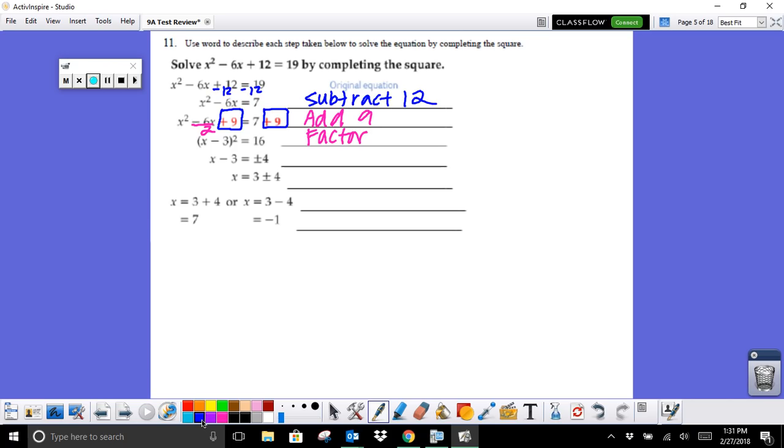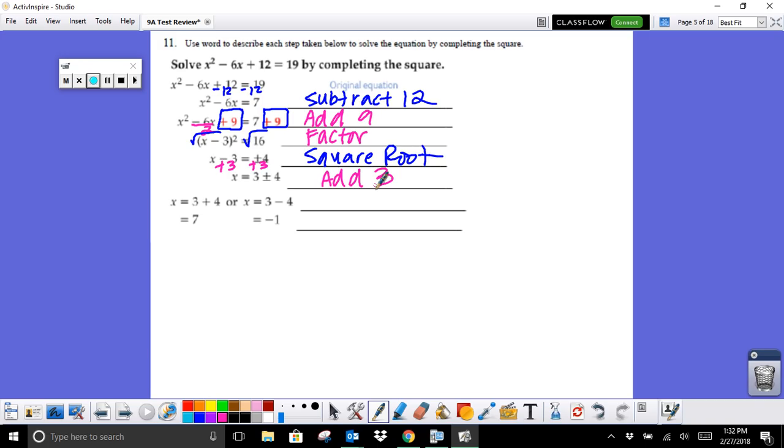Okay, so after I factored that, I now have (x minus 3) squared equals 16. Now I need to undo the square, which means I need to take the square root. So that's what the next step is, take the square root. After you take the square root, you're left with x minus 3 equals, the square root of 16 is positive and negative 4, so plus or minus 4. All right, then to find x, we would end up adding 3 to both sides. Okay, so that's the next step, add 3.